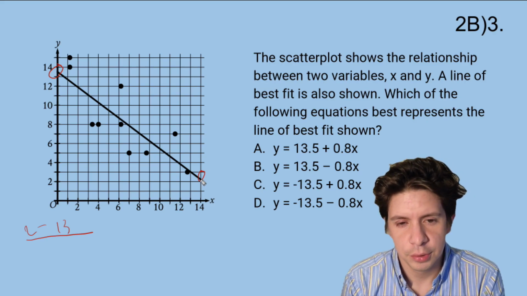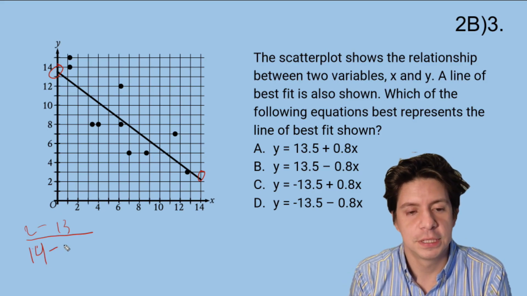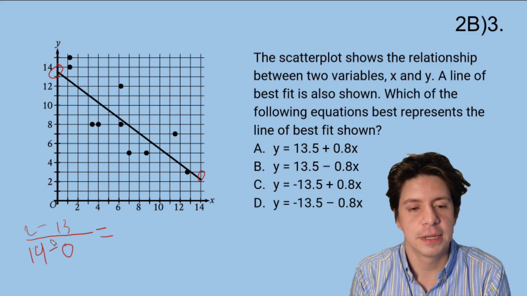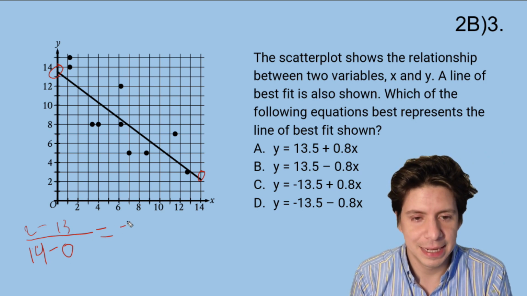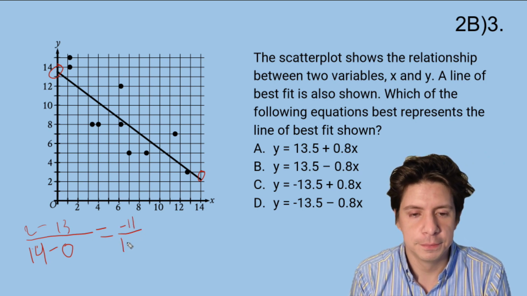0 over 14. 14 minus 0 on the bottom, right? Because first minus second over first minus second. So you're going to get around negative 11 over 14.